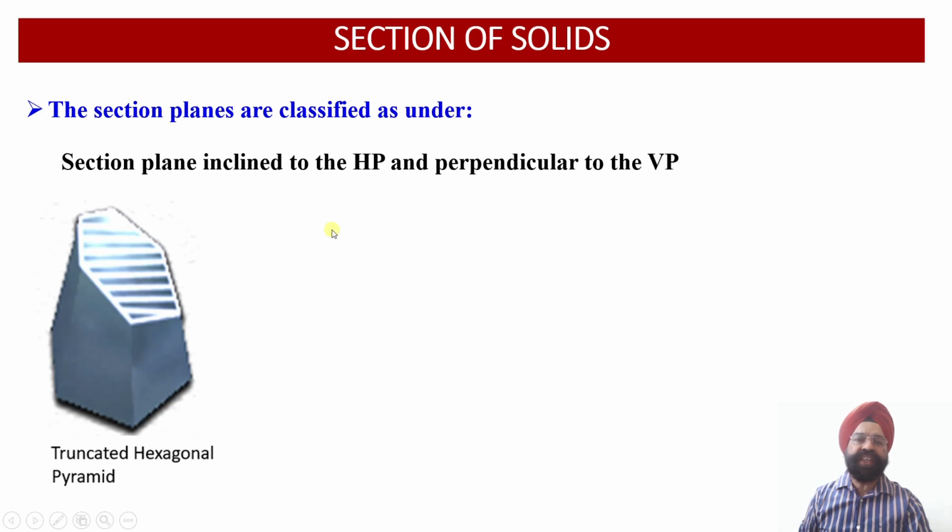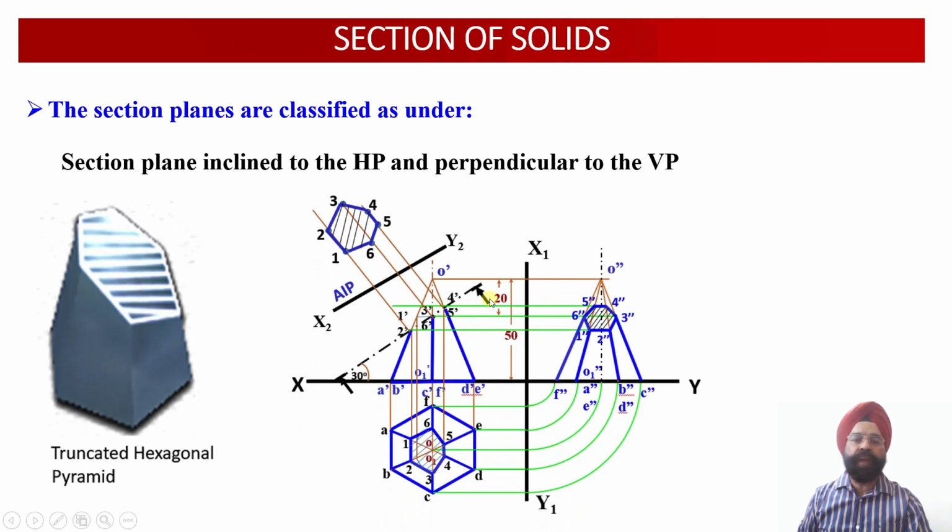During this lecture, here we have a hexagonal pyramid which has been cut by an AIP which is inclined with respect to the horizontal plane at an angle of 30 degrees. Here you see the top view, because the solid is resting on the ground on its base. So the true shape of the base of the solid will be drawn in the top view on the horizontal plane. This will be drawn below the XY reference line.